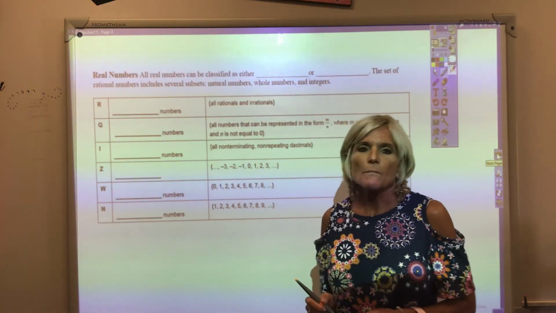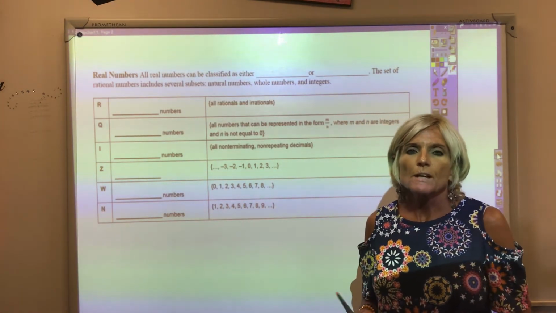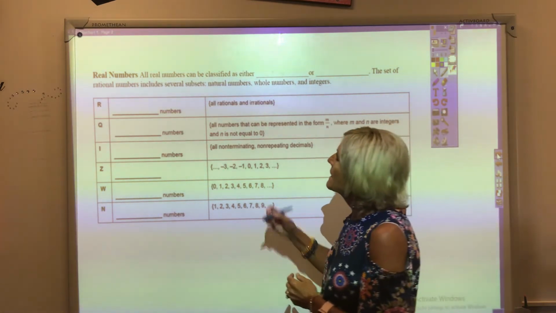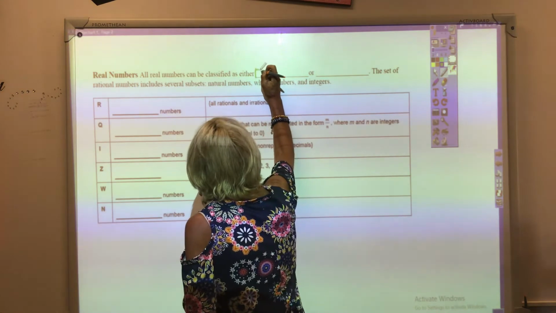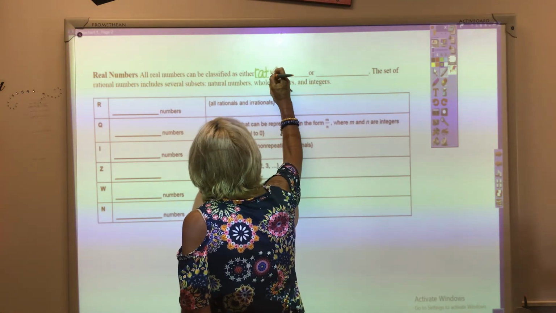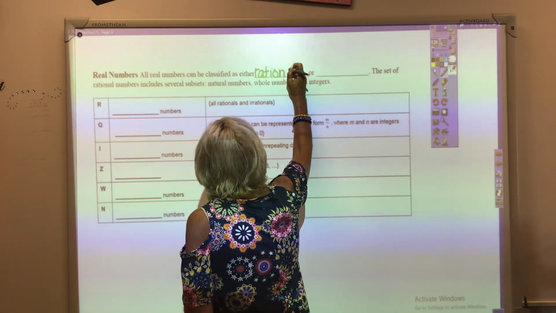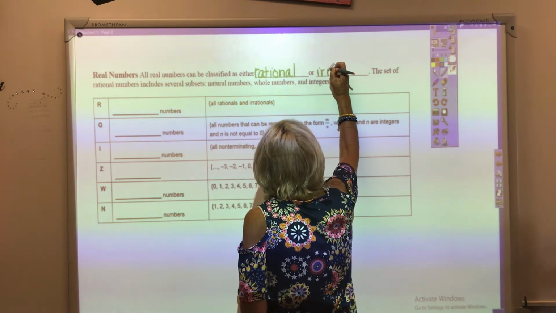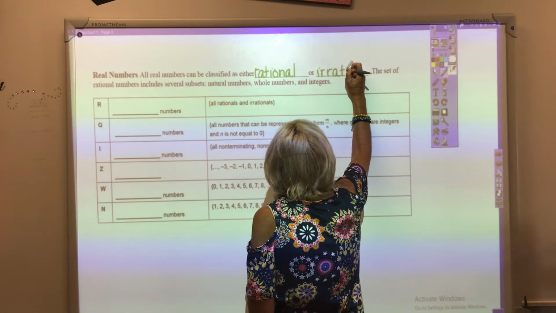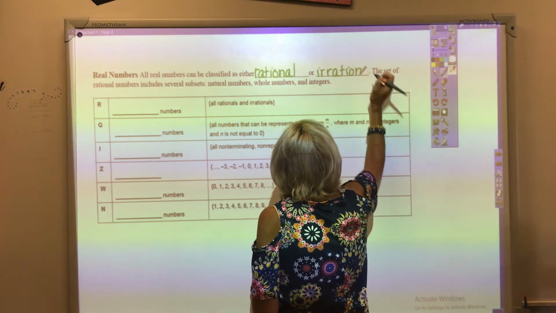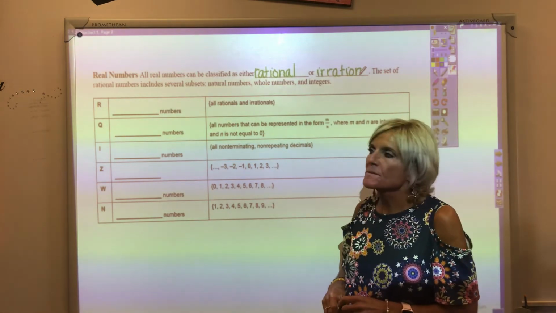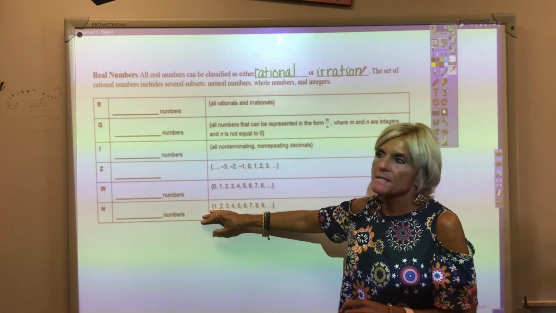Okay, we're going to talk about real numbers. And real numbers can be classified as either rational or irrational. The set of all rational numbers includes several subsets. That's what we're going to discuss now.